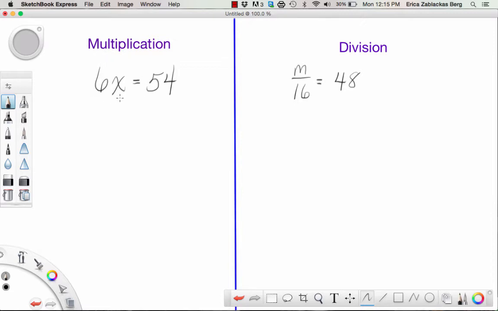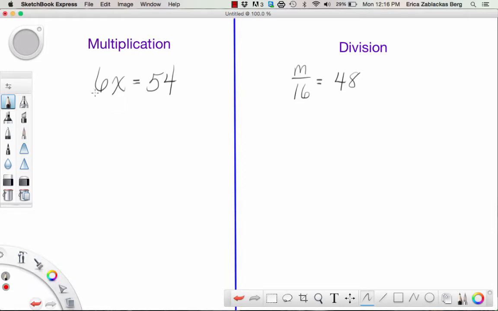So this is 6x equals 54. And if we wanted to apply a real life situation to this, we could say 6 times something gets us to 54, or 6 groups of something, or 6 packages of something would get us to 54. So we have a multiplication sign here, and the 6 is the coefficient, the x is the variable, and 54 is the answer to the equation. We have to isolate the x, isolate the variable.